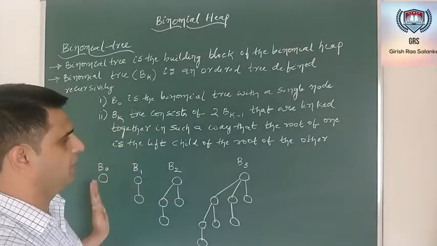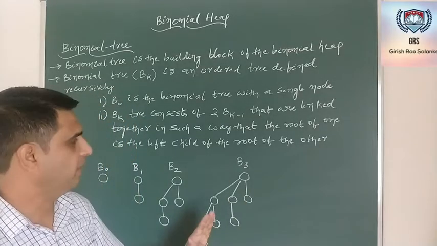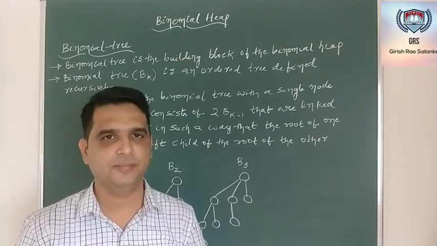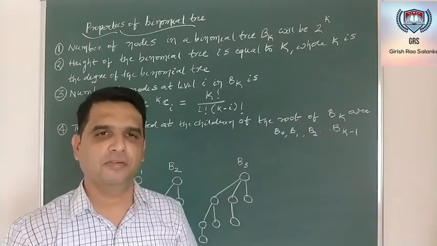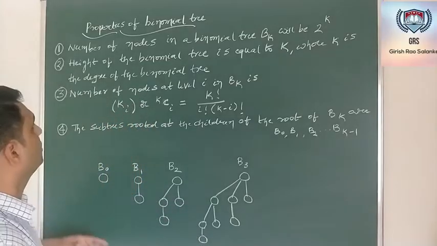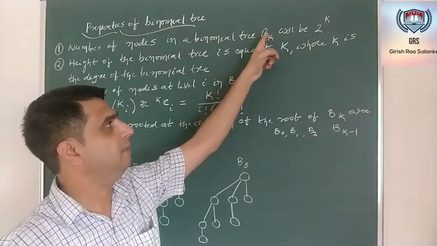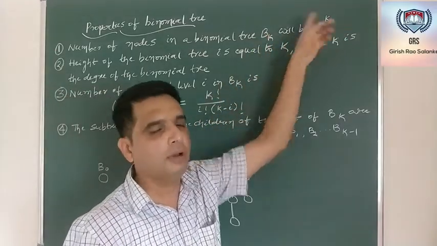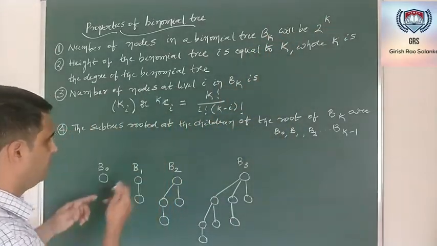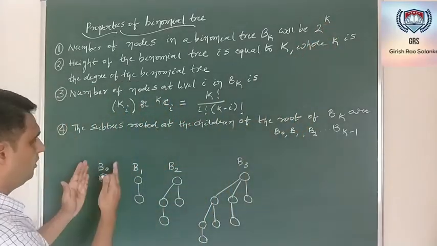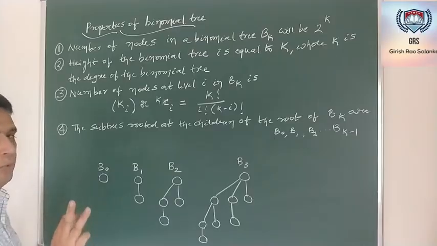Now depending upon the definition of a binomial tree, let's quickly move on to the properties of a binomial tree. These are the properties of a binomial tree. Note that the first property says that the number of nodes in a binomial tree Bk will always be 2 power k. So B0 is 2 power 0, and 2 power 0 is 1. Hence in case of B0 I have only one node.